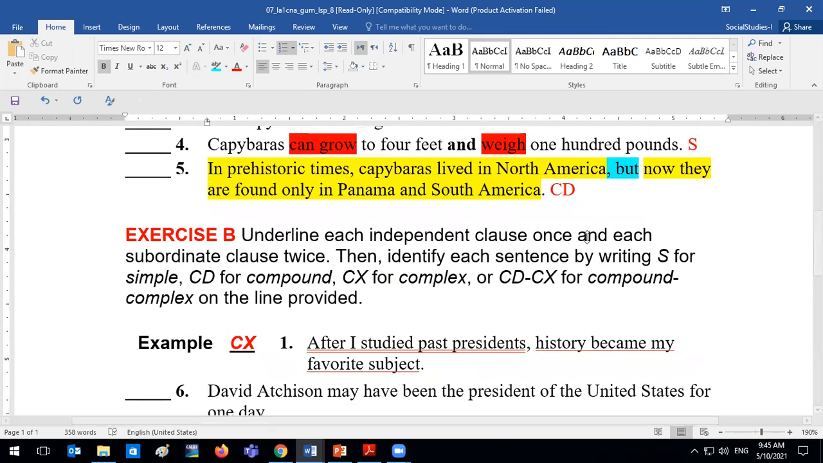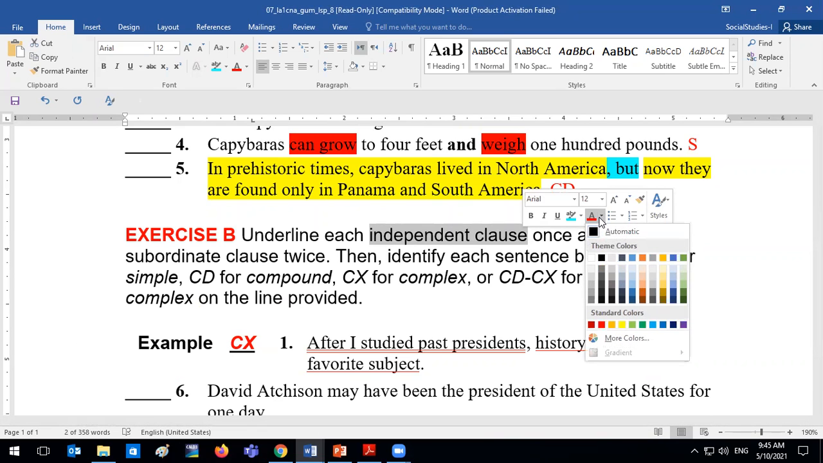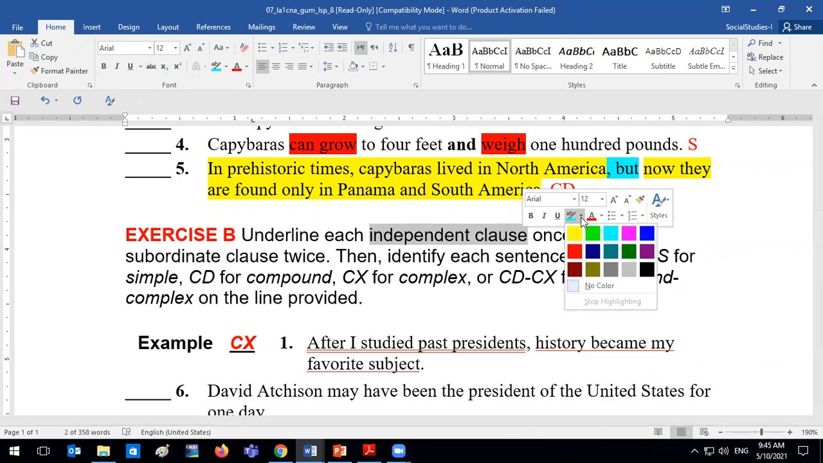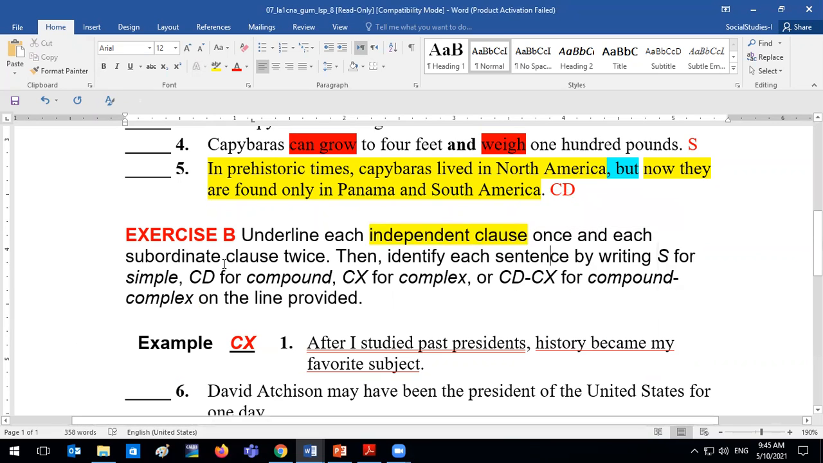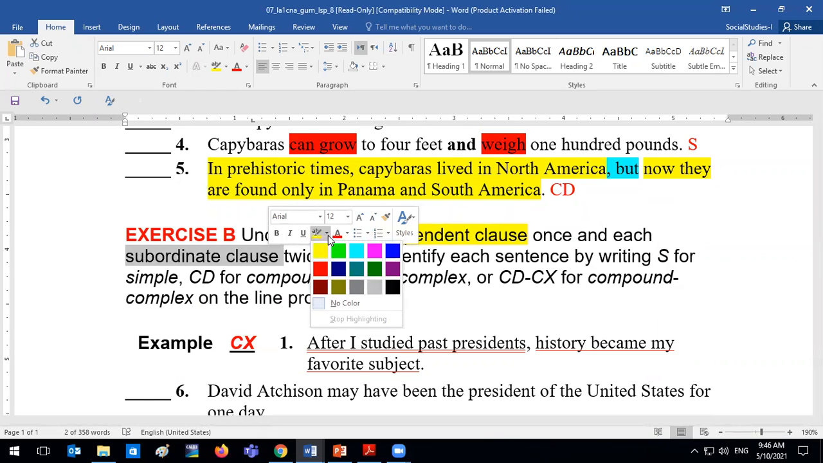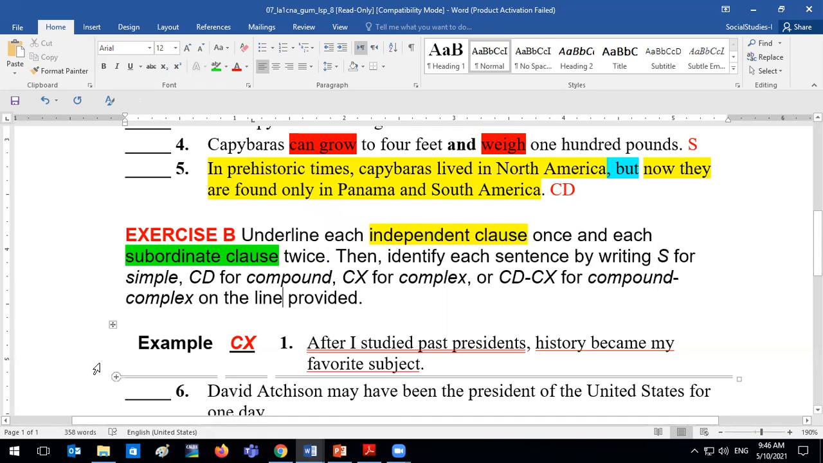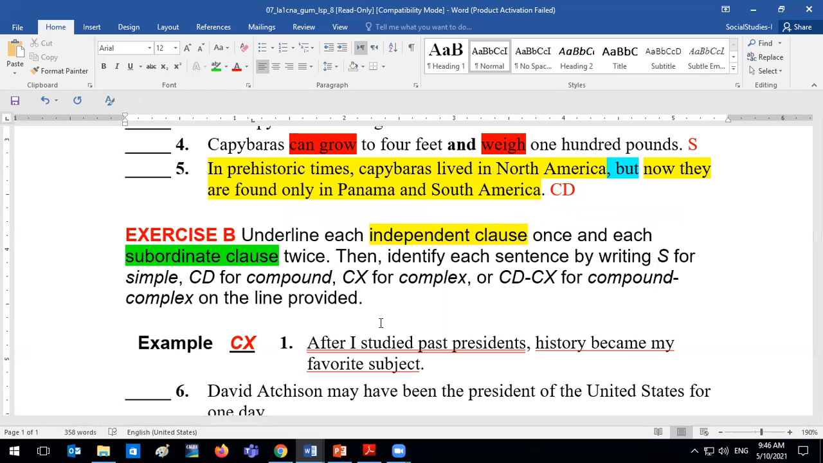Now the next one is very similar to something that you're going to have on your quiz tomorrow, which is that you're going to identify the independent clause and the subordinate clause. For the independent clause, I'm going to highlight it here because I'm answering online. I'm going to highlight the independent clause in yellow, and the subordinate clause in a lime green. Then you're going to identify each sentence by writing whether it's simple, compound, complex, or compound complex.